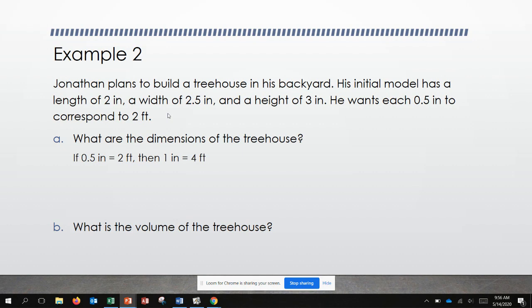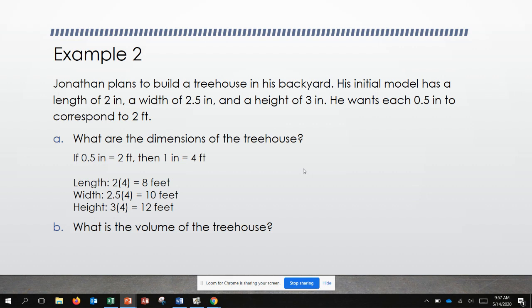And then all we're going to do to find the dimensions of the treehouse is take our length, our width, and our height, and multiply them all by 4, because 1 inch is 4 feet. So that means 2 inches is equivalent to 8 feet, since it's 4 feet per inch. Our width is 2.5 times 4, or 10 feet, and our height is 3 times 4, which is 12 feet.